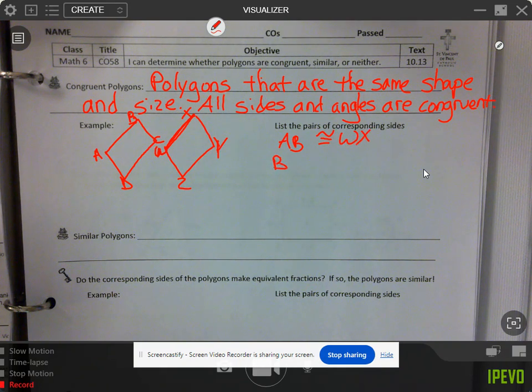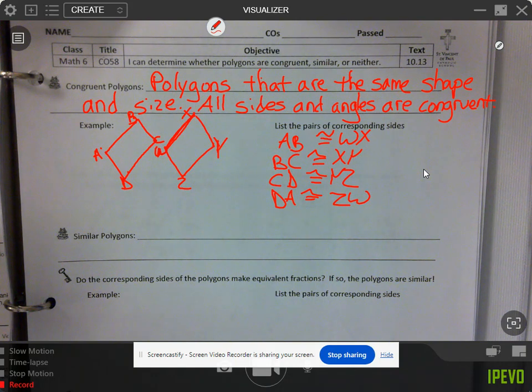BC is congruent with XY. CD is congruent with YZ. And that leaves DA is congruent with ZW. The sides are all the same. If it is a congruent polygons, all the side measurements are the same. They are congruent. Make sense?